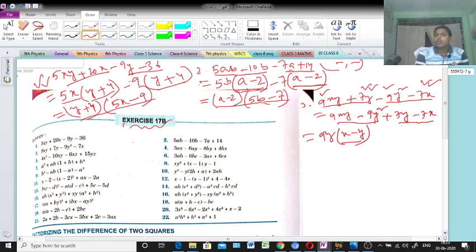Now for the last two terms we will take the common. See, 7 is the common, so we will take plus 7. Clear? After taking common we are getting here y, and here minus x. Up to this one clear?